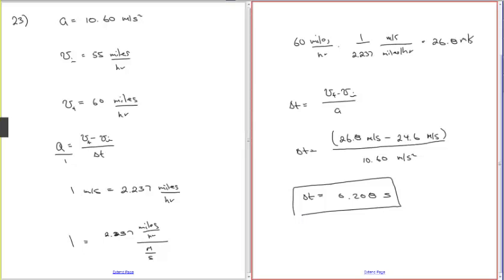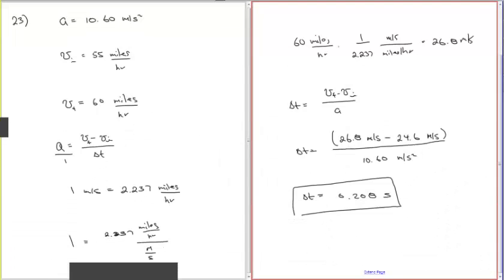And let's just check the answer. This is problem 23. Okay, what did I do wrong? Something wrong. Oh, it's not 10.6, it's 0.6. How did I read that wrong? Oh, it's because it's a typo in the book.